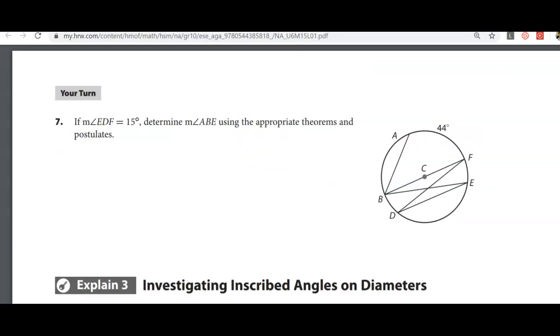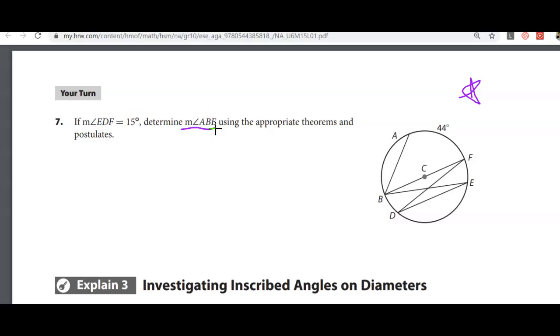Okay, I want to give you guys a minute, or I guess you can pause, to write this problem down for yourself. So draw this circle right here, and then EDF equals 15. We're trying to find this guy right here. That's who we're working on.